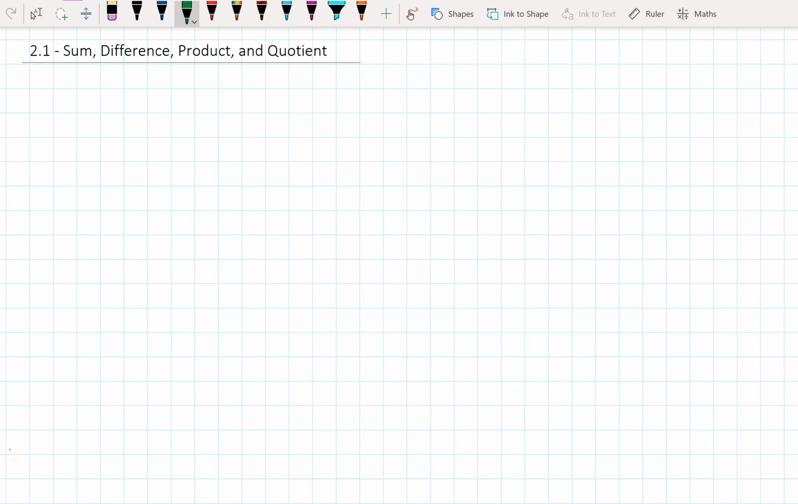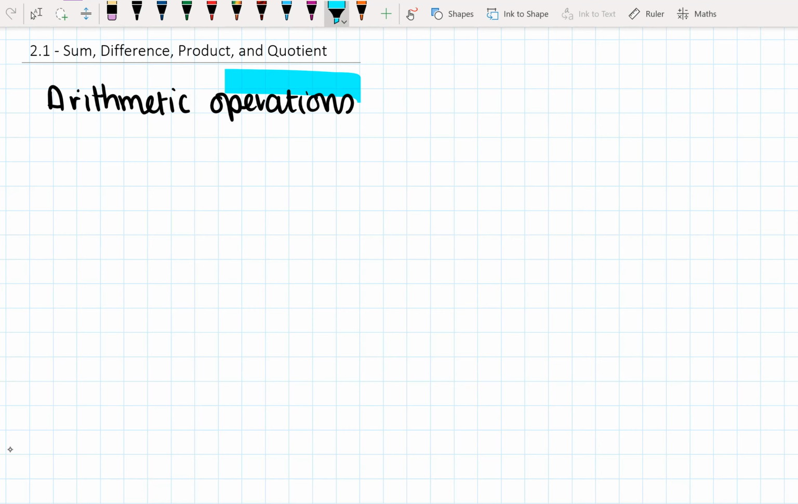Okay, what we're going to start with today are what we call arithmetic operations. Okay, and an operation, in maths, just means the things that you do to numbers. For example, times, plus, divide, and minus. So we're looking at these today.